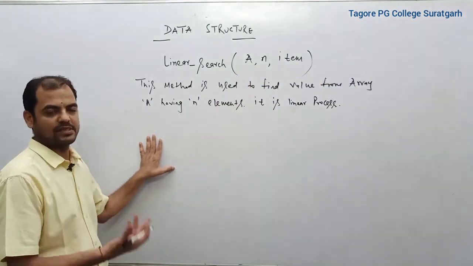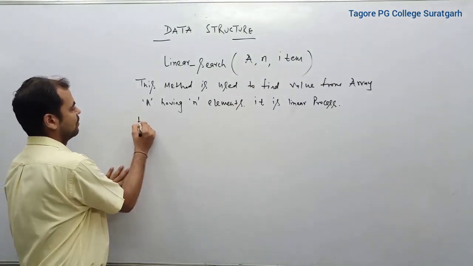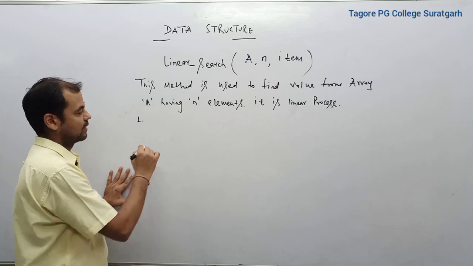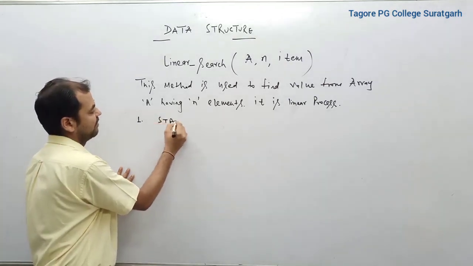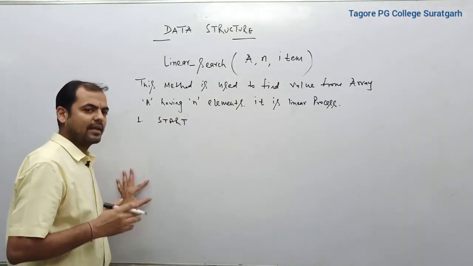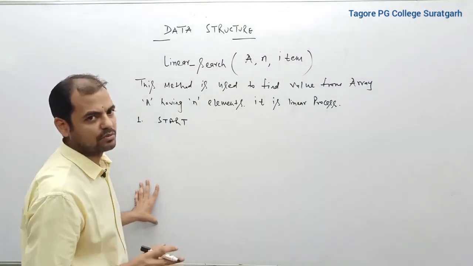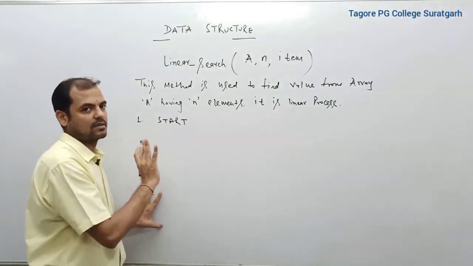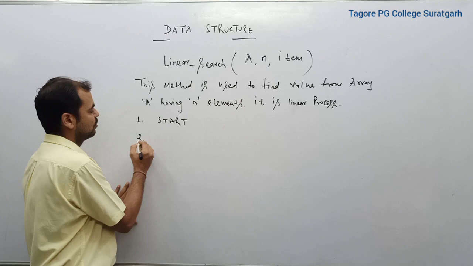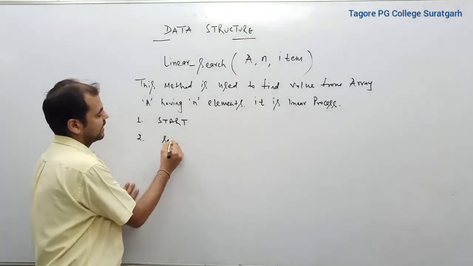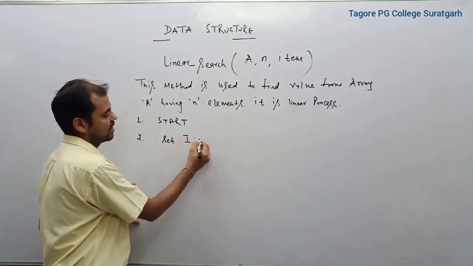Now look at the steps, okay? So put the number of the steps, and the first keyword will be start. In any algorithm, whenever you are going to start, the first will be start. It's very common. Number 2, let's take an index, that is set I equals 1.